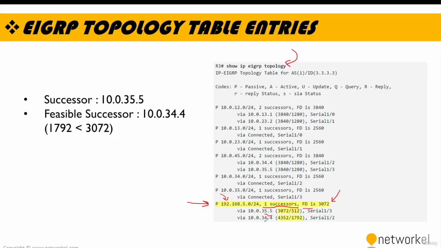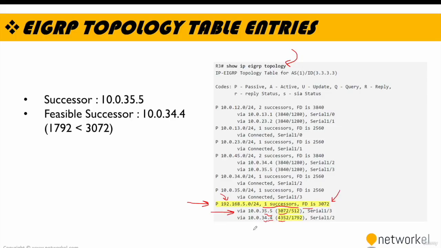As per this topology table, I can reach this network via 35.5 or 35.4, right? The FD value is 3072 for this one and 4352 for the 34.4 router. So this one is the successor, because the feasible distance is smaller compared to the one below. But which one is the feasible successor?